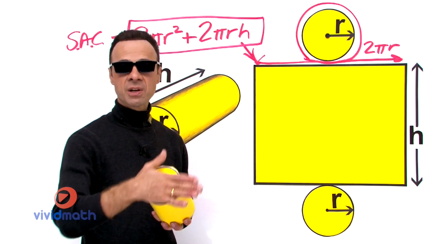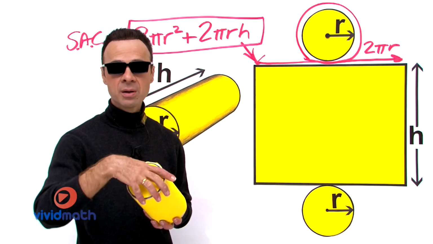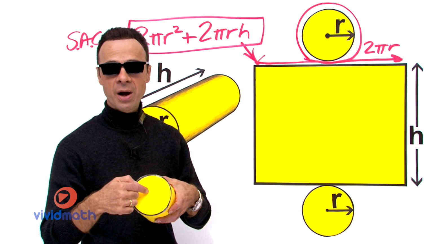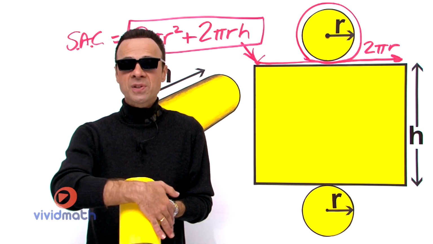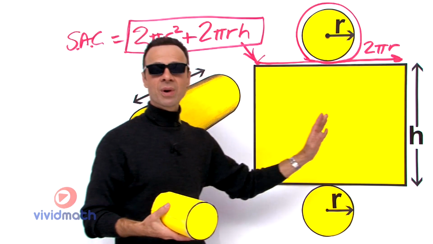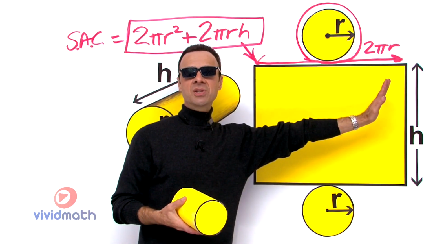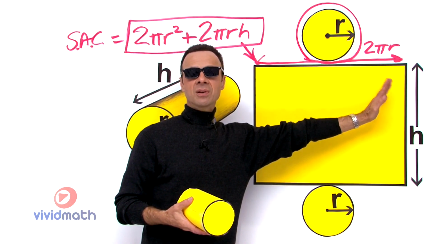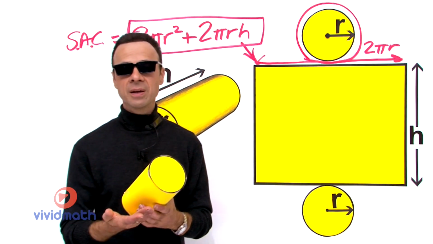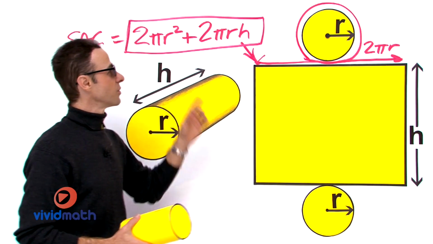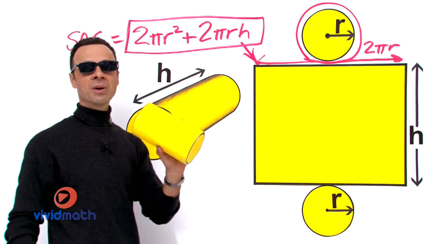We have the surface area on the top of the circle, pi r squared. Surface area at the back here, pi r squared. So altogether that's 2 pi r squared. And then we have this curved surface, and we already know that's this rectangle. It's 2 pi r times height. That's this curved surface. So altogether, it's this formula right there. There it is in 3D for you.